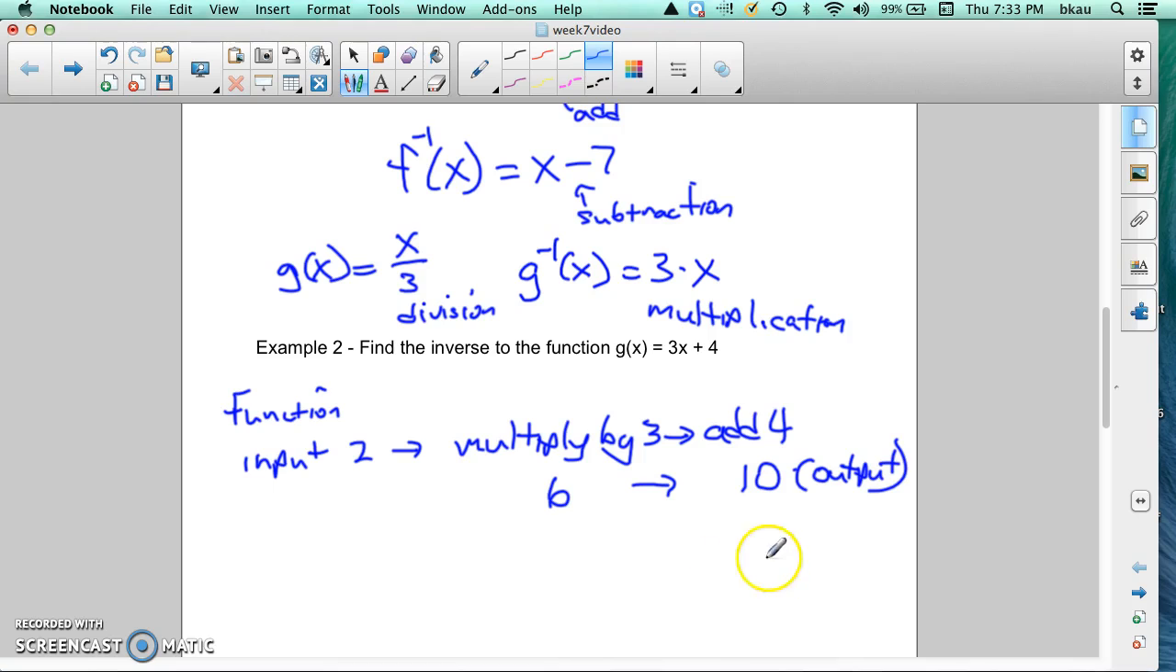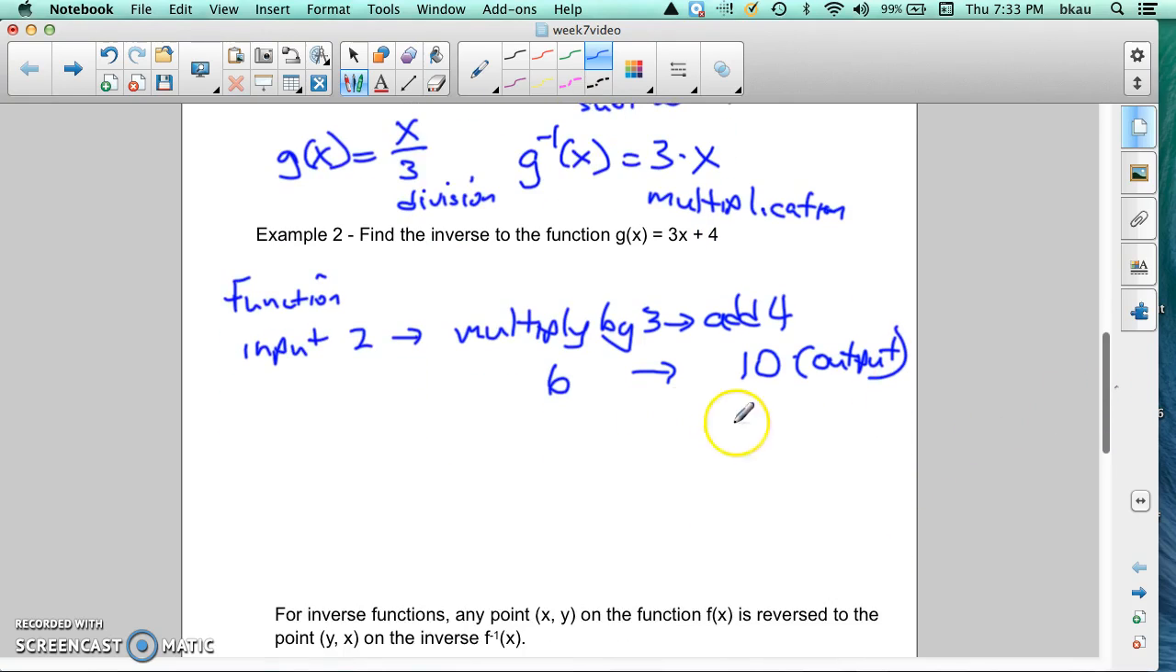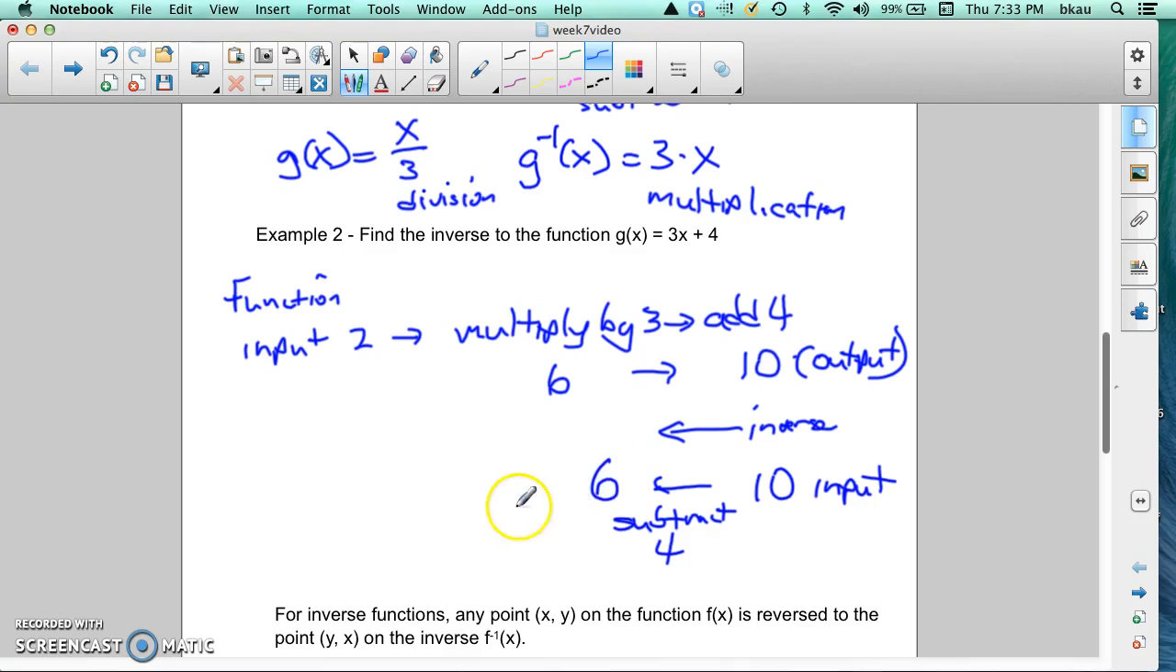So for our inverse function, we're going to want to take 10 and go backwards. So in an inverse, we want to input 10 and do the opposite thing. We're going to subtract 4, so we get 6, and then we're going to divide by 3 and get 2. So our output is matching our input from our original function.